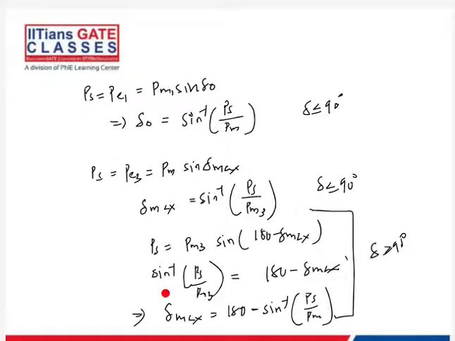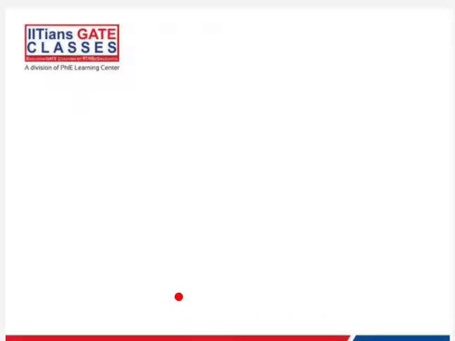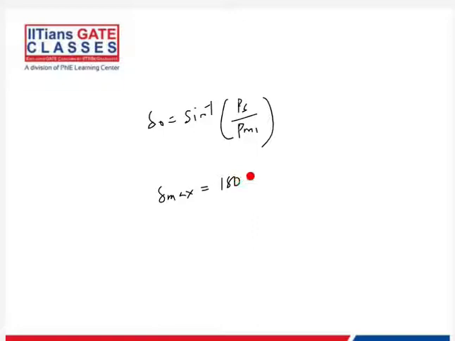So we will follow this equation. If we write it down, we will have delta 0 is equal to sine inverse PS by PM1, and delta max is equal to 180 minus sine inverse PS by PM3.